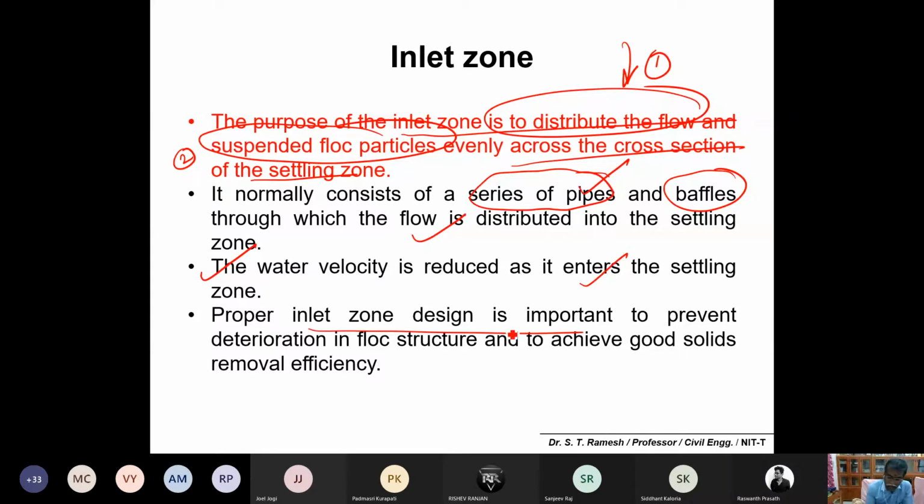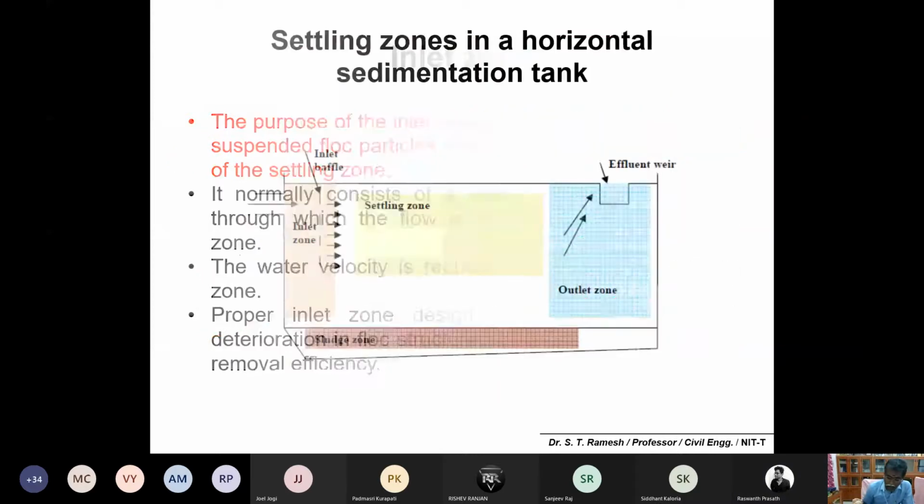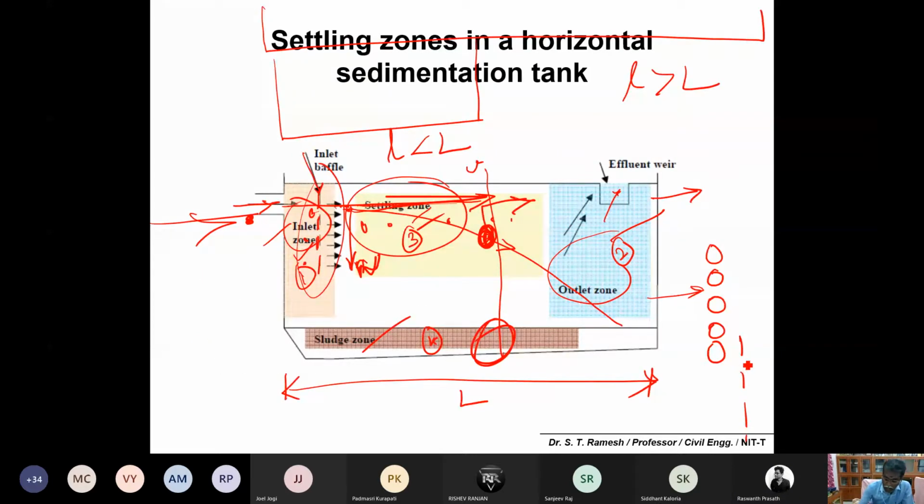Proper inlet zone design is very important to prevent deterioration in flock structure. That is something important, please make a note. Imagine your distribution or your inlet slots are not properly designed; a disintegration of flocks may happen. And if there is disintegration, whatever is coming in, which may have a lot of weight, as an example, bigger in size.